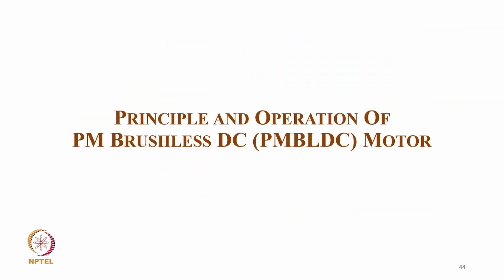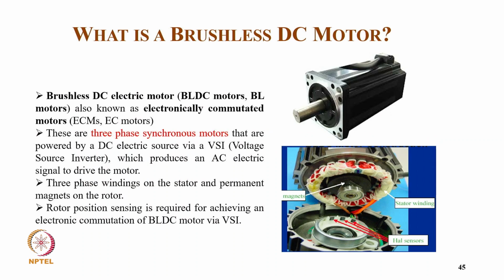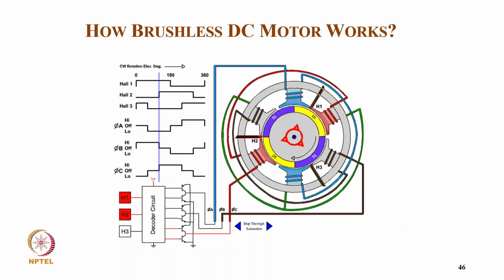Now coming to the principle and operation of permanent magnet brushless DC motors. These are also known as electronically commutated motors, and these are three-phase synchronous motors that are powered by a DC electric source via a voltage source inverter, which produces an AC electric signal to drive the motor. There is three-phase winding on the stator and magnets on the rotor, and rotor position sensing is required for achieving electronic commutation of the BLDC motor via the VSI.